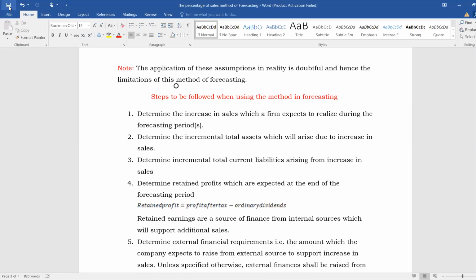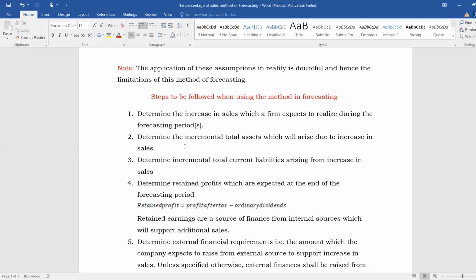Now, when we're using this method of forecasting, there are steps to be followed. Number 1, determine the increase in sales, which a firm expects to realize during the forecasting period or periods. Of course, that one is very easy for you to get. If sales for the current year are 10 million, and sales will increase by 20%, then you will be able to know the total sales and look at the change. So sales for the current year is 30 million, will increase to 35 million. The change in this case will be 5 million. So determine the increase in sales.